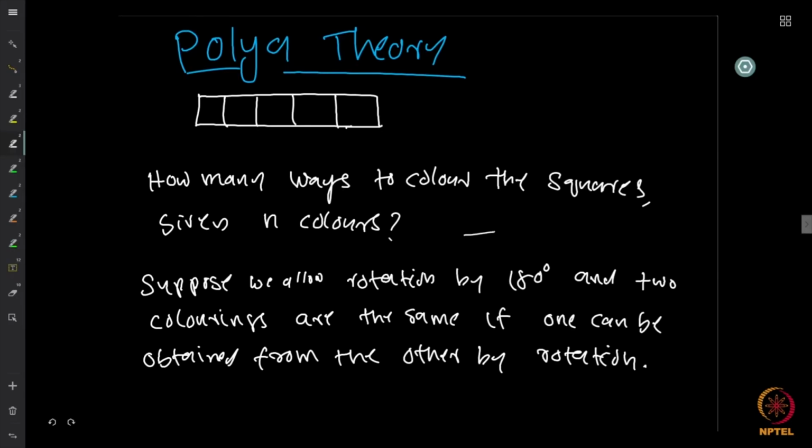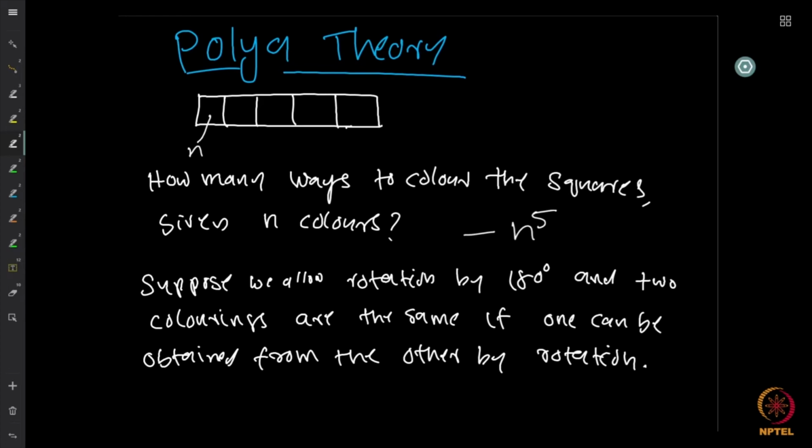Of course, the answer is very easy. For every square, we know that there are n choices for the colors, and I am free to choose whichever color I want. So I have n choices for each of the 5 boxes. So n raised to 5 colorings in total. So I get n raised to 5 distinct colorings of these squares.